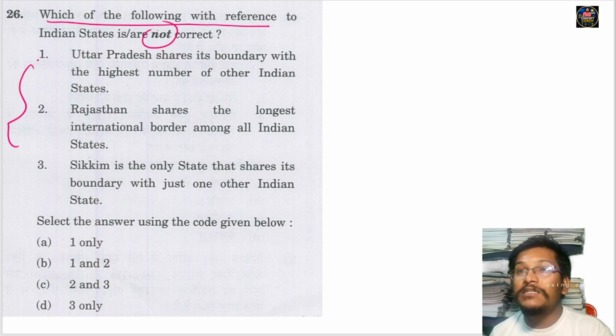Now let us discuss statement number one. Uttar Pradesh shares its boundary with the highest number of other Indian states. This is correct because Uttar Pradesh shares its border with 8 states and 1 union territory in India.